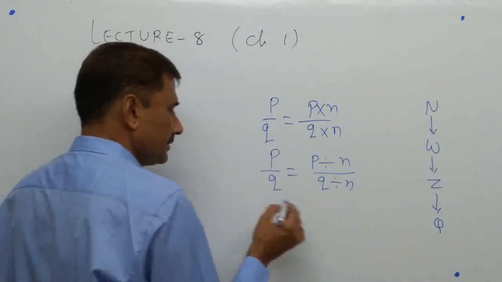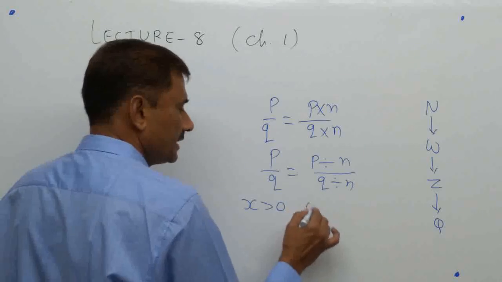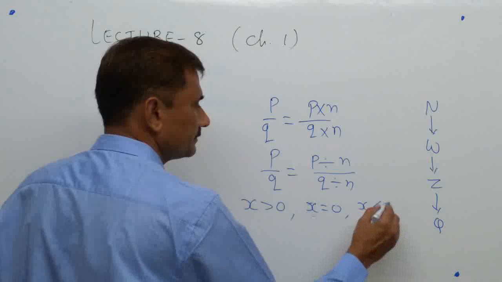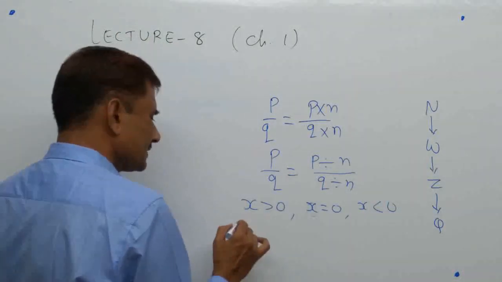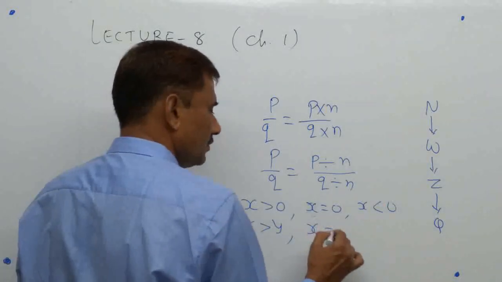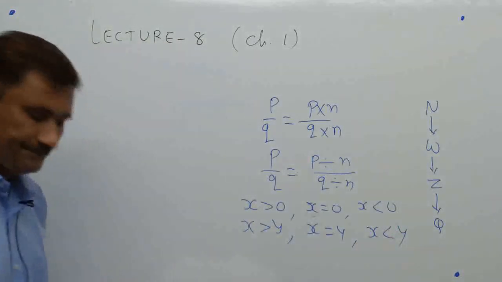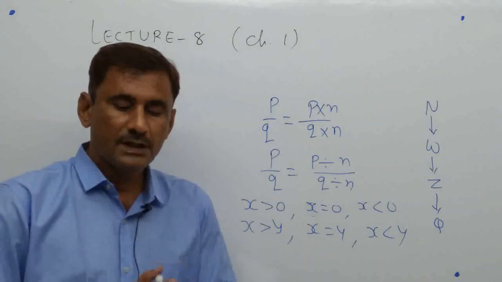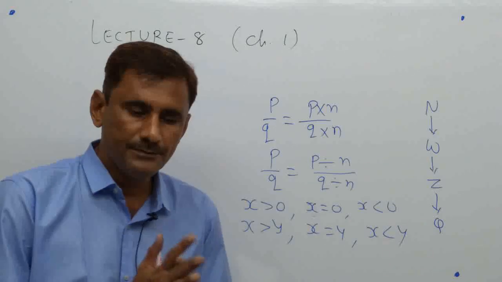And last, if any number x is there, then it might be positive, might be 0 or negative. If two numbers are there, suppose x and y, there also the same type of 3 possibilities are there. Either x is greater than y, or both are equal, or x is less than y. So these are the basic properties we saw in the previous lecture, up to property number 4.